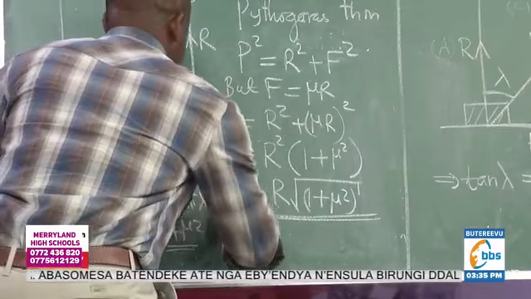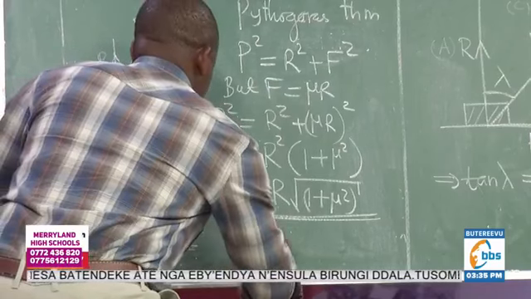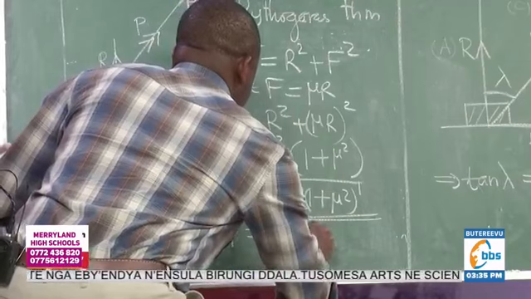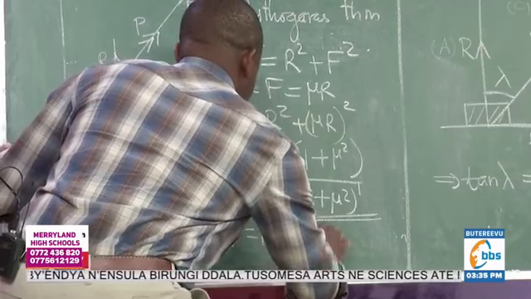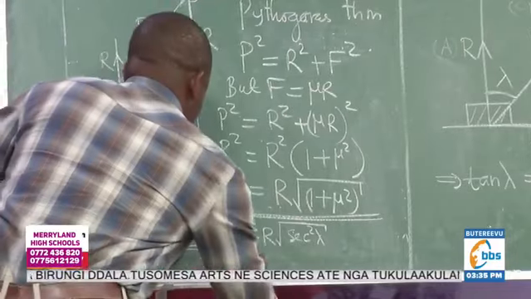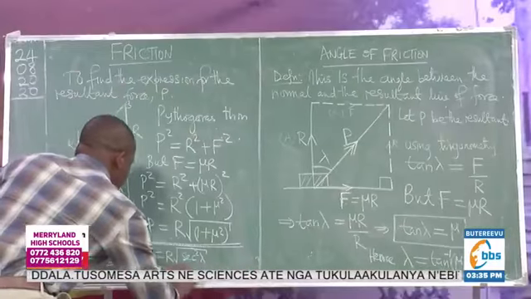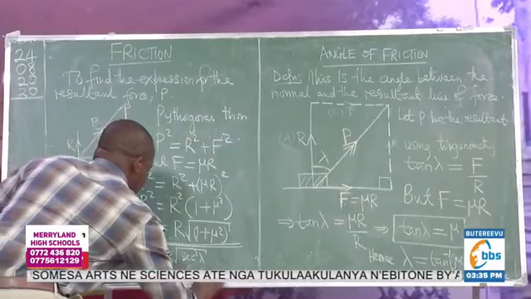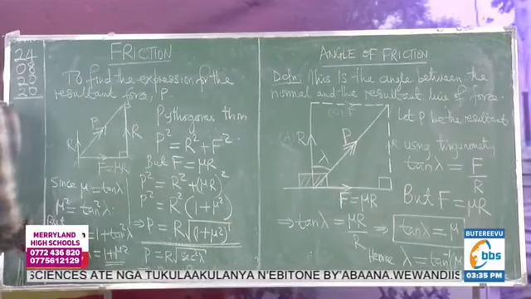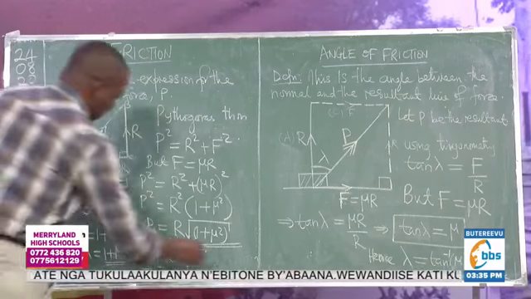This would imply that my P would be equal to R into the square root of sec squared lambda, since 1 plus mu squared is sec squared lambda, implying finally that P is equal to R sec of lambda. P becomes R times the sec of lambda.